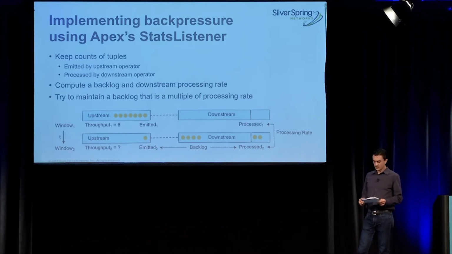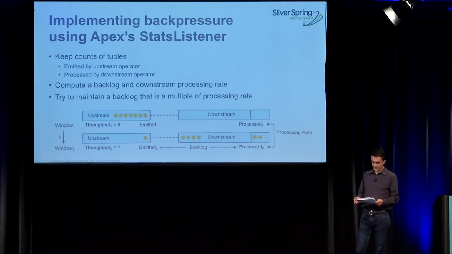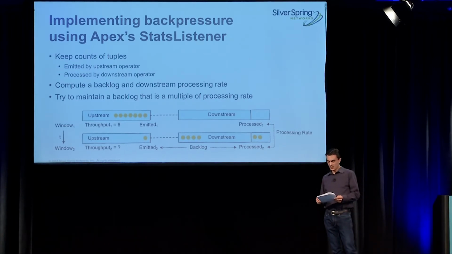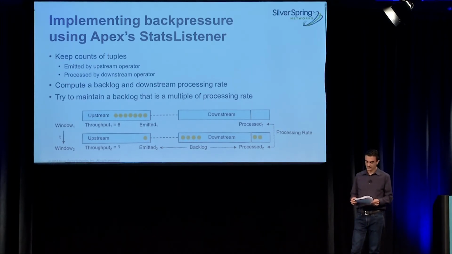This mechanism worked adequately to provide a self-tuning throughput management system, or more simply put, backpressure. Really quickly, a StatsListener runs in the app master container, so not the operator container. It receives batches of stats at the end of each processing window from one or more operators, and it can respond with a set of commands to the operator, for instance, to update the throughput.